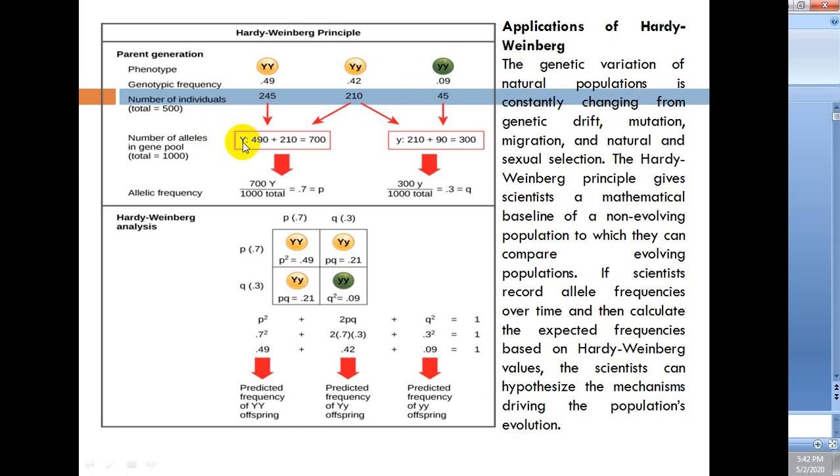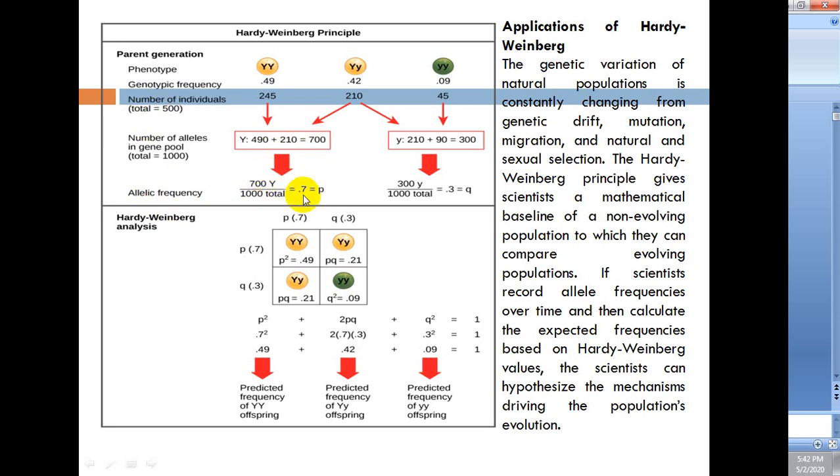Now the Y allele: here this is 245, and there are 2 alleles, so it becomes 490, 245 into 2, and this is only one capital Y, so it is 210, and they become 700 dominant alleles in the population. The total number of alleles, because all are diploid in nature, is 1000 alleles, and out of the 1000 alleles, 700 are of the capital Y category.